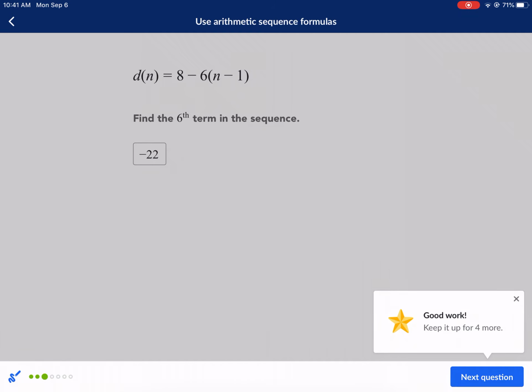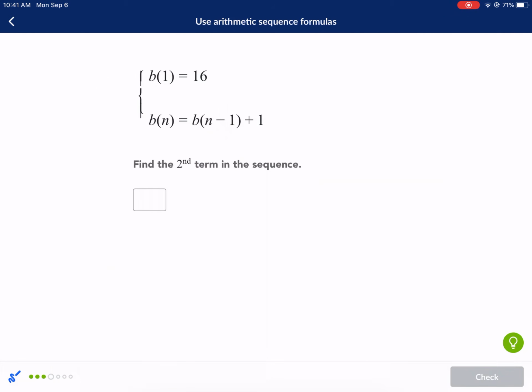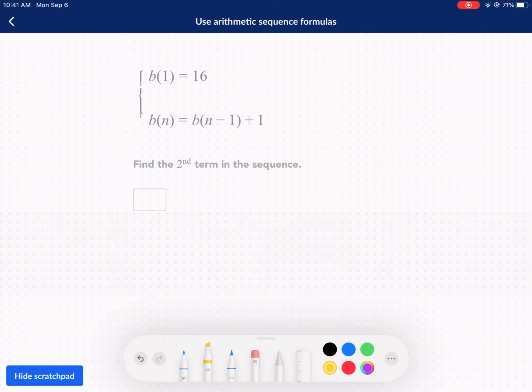Let's check it. Okay, we have lots of questions left. I'll do a couple more. So here we have the first term, and we want to find the second term. This one's easy. The reason why it's easy is because the pattern's +1, and we just want to find the second term. Well, if we're given the first term, that means we just have to apply the pattern one time to get it. So we just need to add 1 to 16, and we get 17.